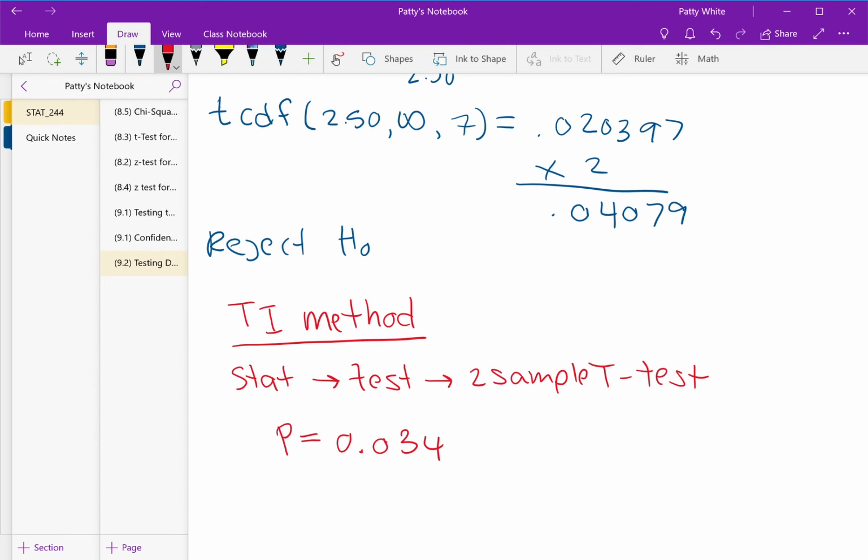So when Connect is telling you to use the calculator, use this method. On your test or your quizzes, you need to be able to understand both methods, because I might ask you to calculate the p-value by hand, and I'll be able to tell if you did it by hand or used your calculator. If you have questions on this, feel free to email me.